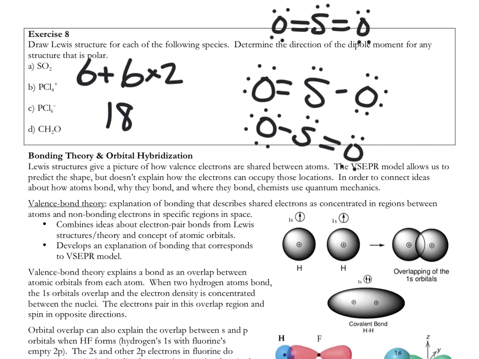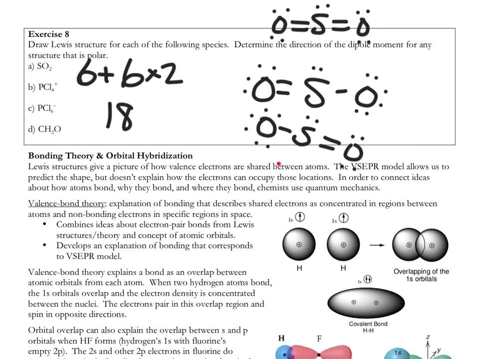All three of these have the same shape. The bond angle may be slightly different because of the single versus the double bonds repelling one another, but they all have the same shape. We could do formal charges and see which one's most likely, but since we're not asked about that, we're going to focus on what we're asked about.